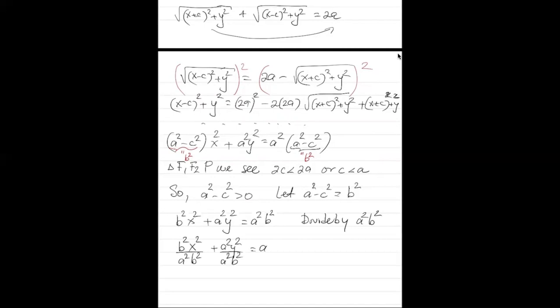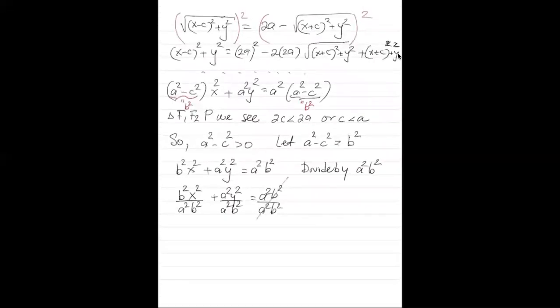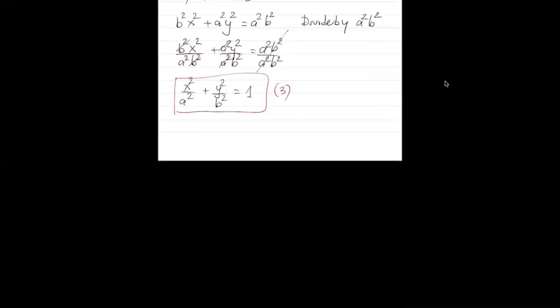We simplify, cancel the a squared, b squared, and what's left is x squared over a squared plus y squared over b squared equals 1, which is our familiar formula for an ellipse. So we'll call this formula 4, that will be 3 to follow the notation in your textbook.